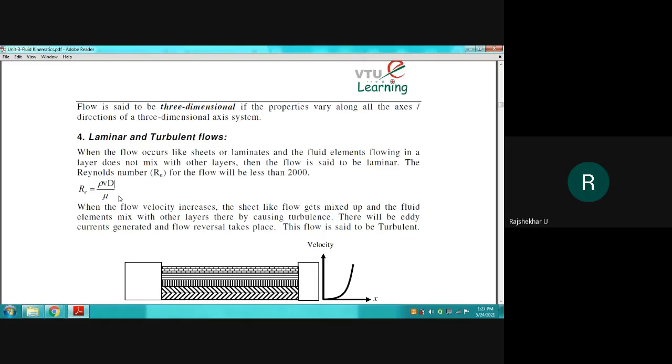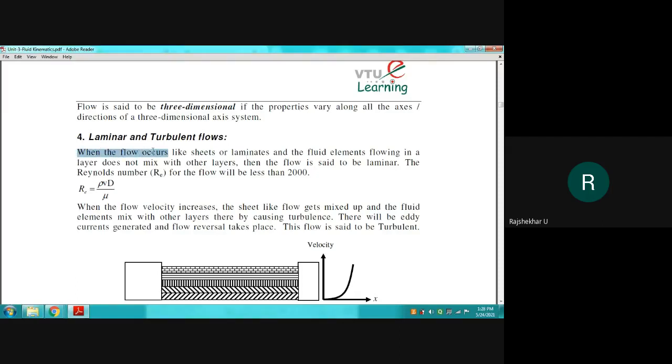Automatically, if the Reynolds number comes less than 2000, the particles will be moving in a well-defined way. They will be moving smoothly in a straight line, or in a streamline. They will not be moving zigzag. Okay, this is laminar flow for you. So I'll just read it out.